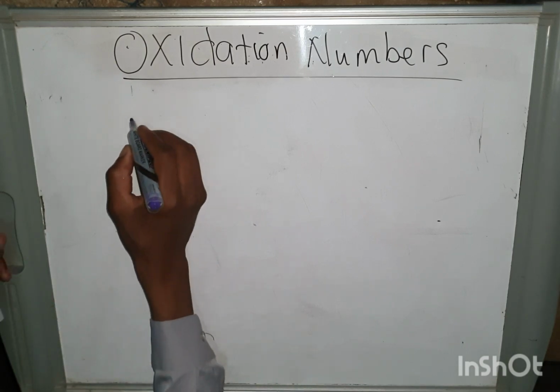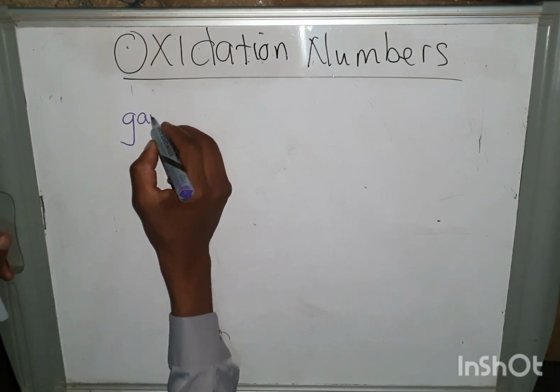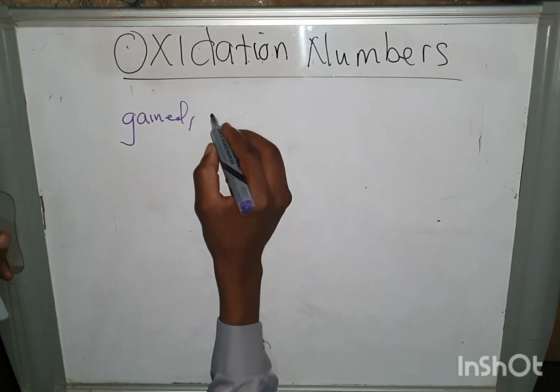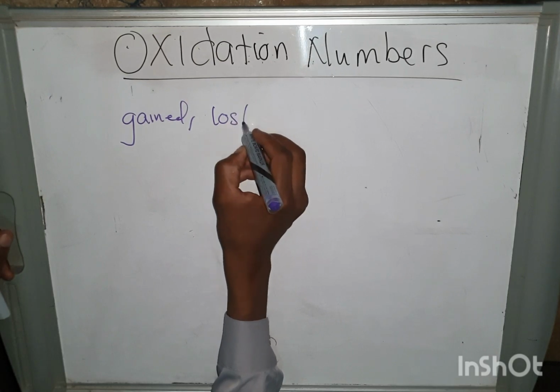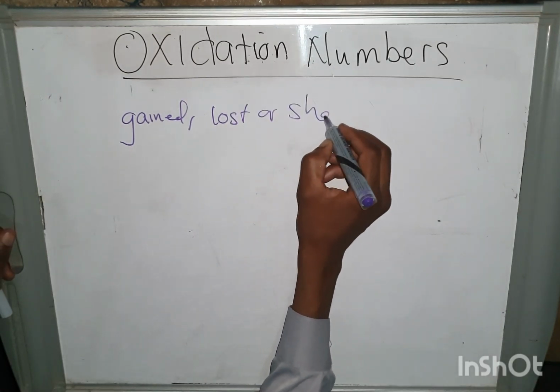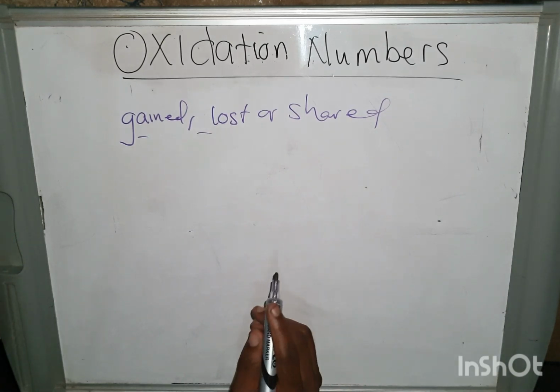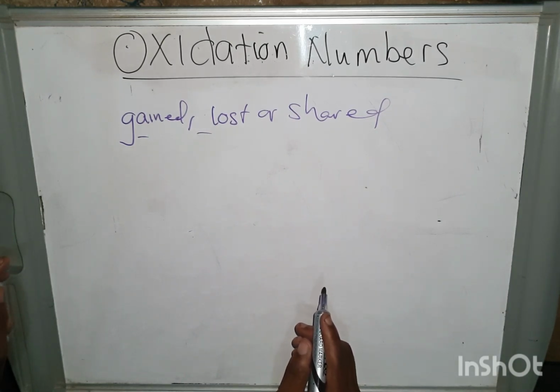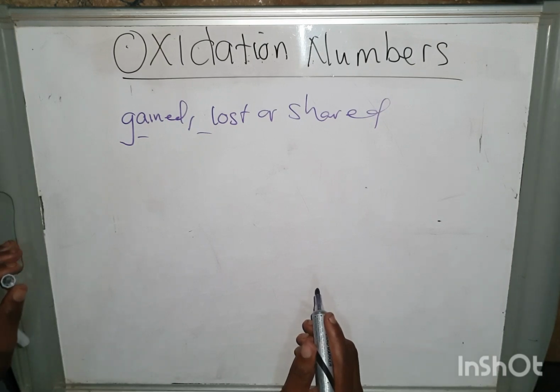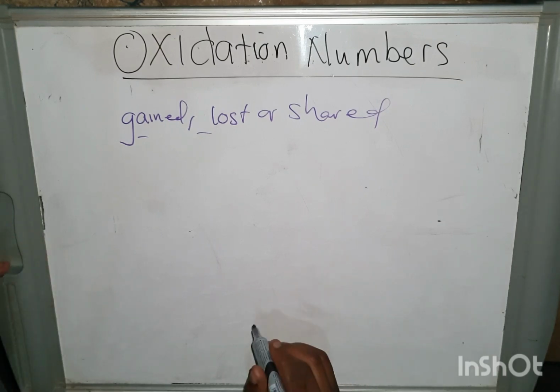So oxidation numbers represent the number of electrons gained, the number of electrons lost, and the number of electrons which have been shared by an atom. Okay, so these are oxidation numbers.